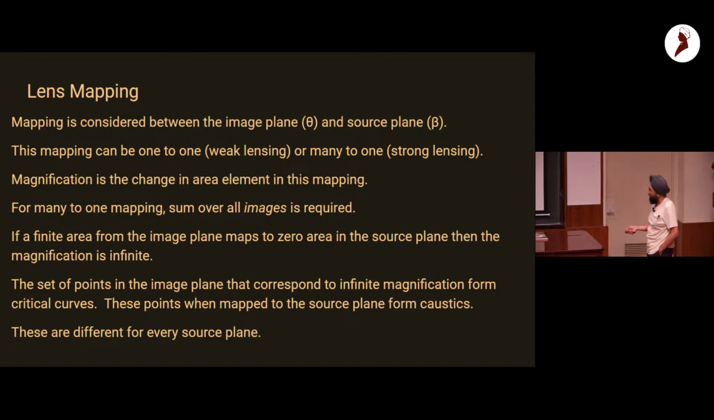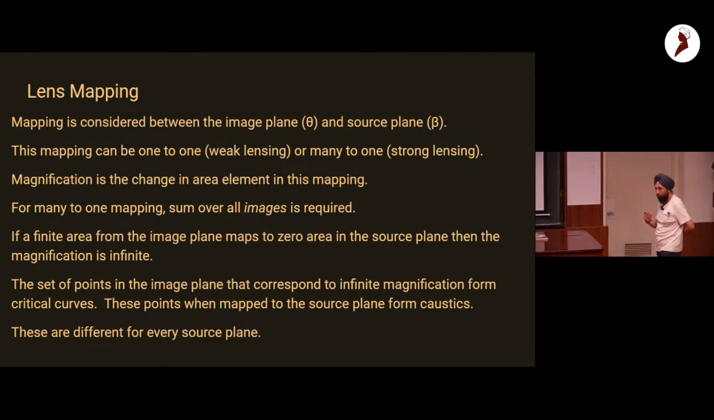So, as I said, we will consider lensing as a map between a two-dimensional image plane and a two-dimensional source plane. Mapping could be one-to-one or many-to-one. Magnification is essentially the change of area element in this mapping. Because as you know, the specific intensity is preserved along a geodesic. So, the total flux which I receive from a source is going to change only because the projected area of a source on the sky has changed as a result of this lensing. And of course, for many-to-one mapping, one has to sum over all the images.